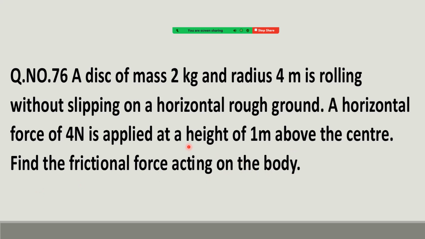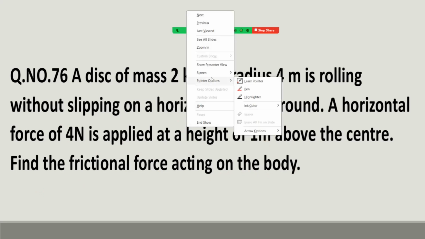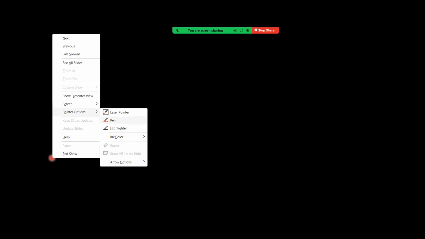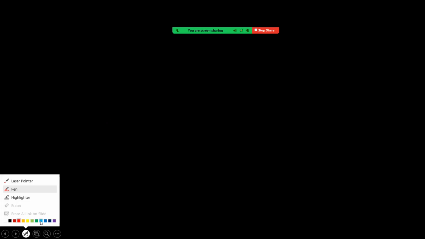So given: disk mass 2 kg, radius 4 meter, horizontal and rough ground, applying a horizontal force of 4 Newton at a height of 1 meter above the center. Right, let us see how to start the problem. First, note down the given data.